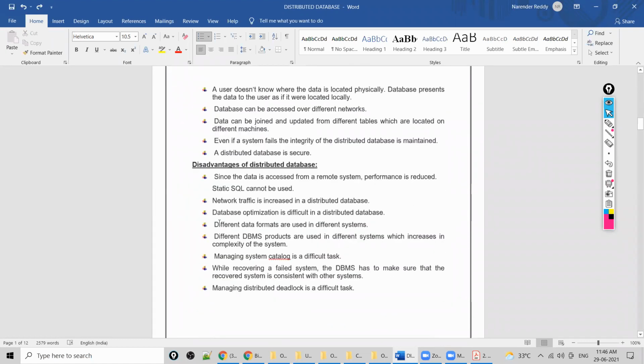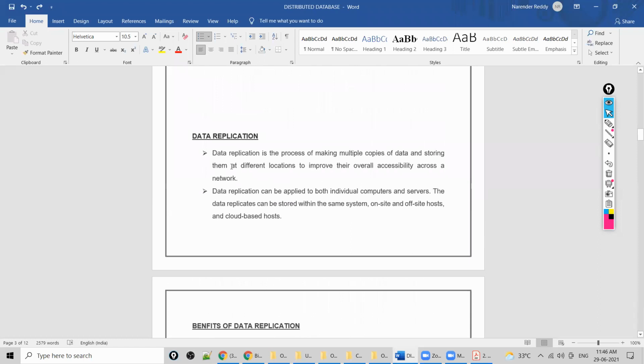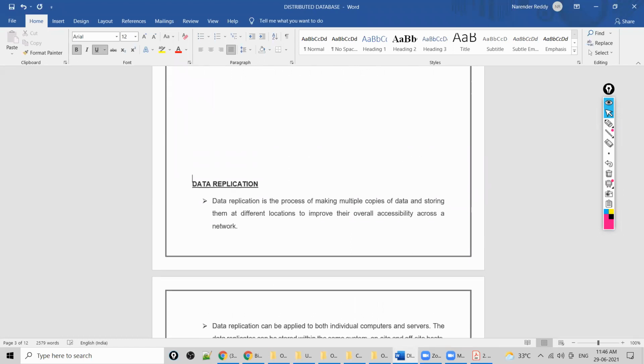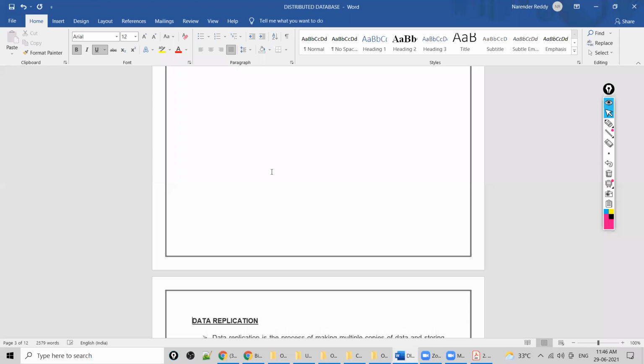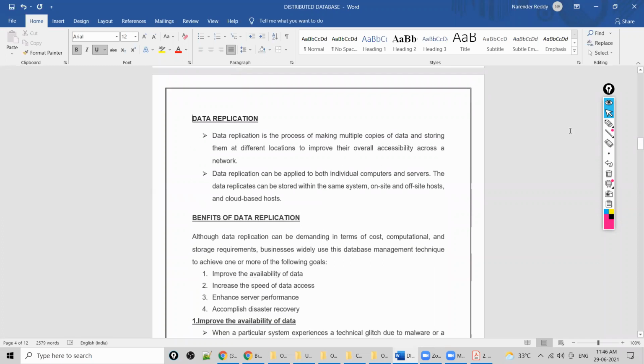Okay, come to the next one, data replication. Data replication, madam. This is important. What is data replication? Data replication is the process of making multiple copies of data and storing them in different locations to improve their overall accessibility across the network. What is data replication? Easy, madam. First one, data replication is the process of making multiple copies of data.